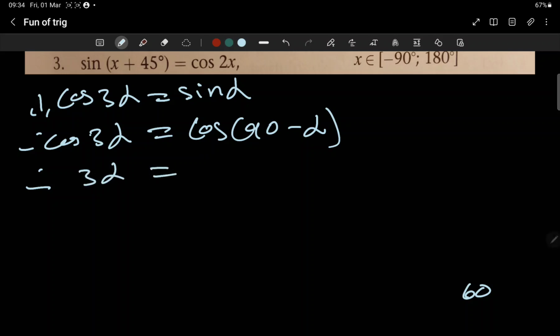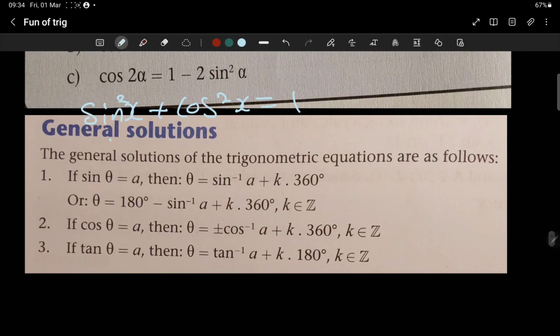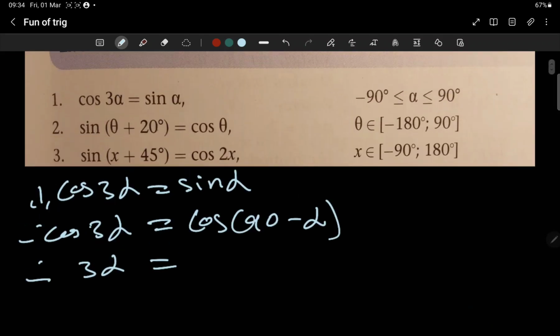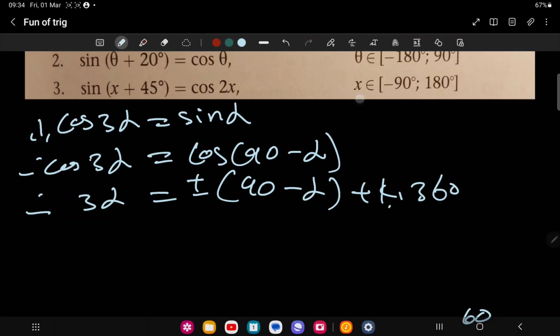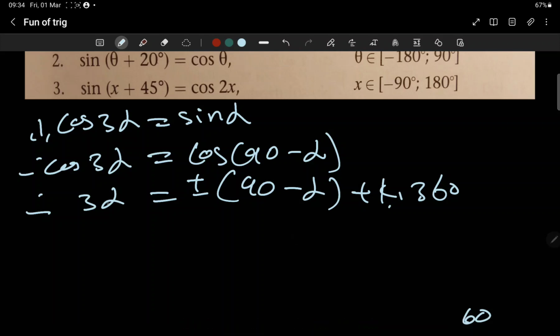alpha equals, so we are finding a general solution. Remember, when you find the general solution on a cosine, we have plus or minus, right? So we put plus or minus 90 minus alpha. Then we still have the plus k 360. I hope it makes sense. The k 360 from the general solution from these identities. Then 3 alpha equals cos 90 minus alpha from that.